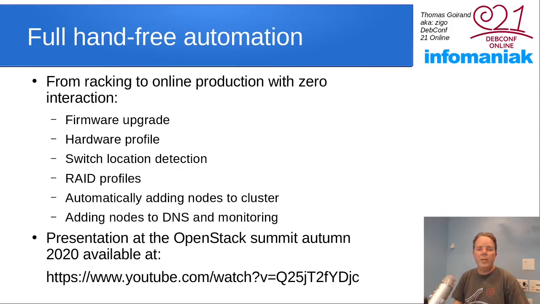Over the last 2 years, we've been able to add fully hands-free automation so that you can just rack a server, power up that server, and wait, and it's simply set up. Without any manual interaction, you may have firmware upgrade, and automatic detection of where your server is thanks to LLDP. OCI can apply RAID profiles. It can automatically add new nodes to the cluster. It can set up DNS and monitoring, install the system, reboot it, and set it to production. I did a longer presentation about this at the last OpenStack Summit last year. If you want to see the presentation, please just follow the link below.